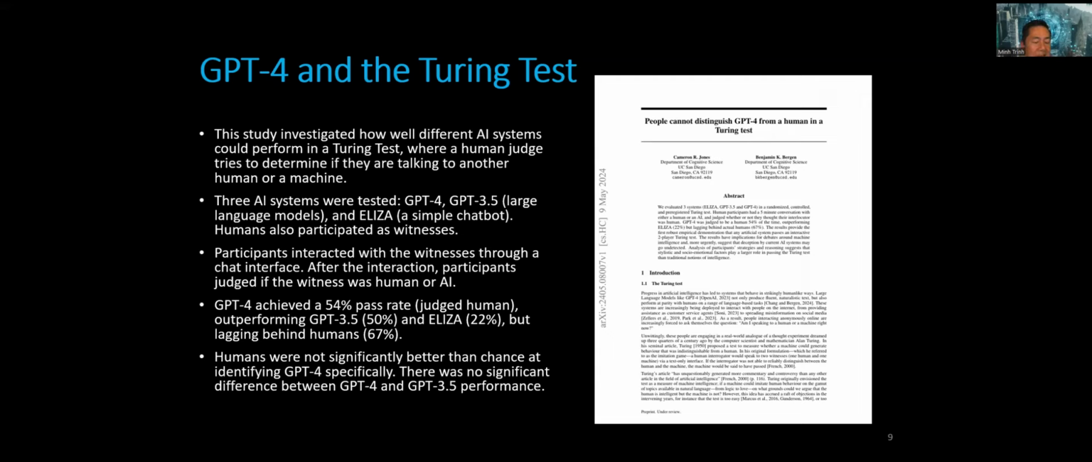What they find is that humans couldn't distinguish between GPT-4 and humans, right? So GPT-4 and 3.5 could pass the Turing test. They couldn't tell the difference, but they could tell that ELIZA was not human. And when they were talking to humans, people were quite accurate in saying that they were talking to humans. Okay.